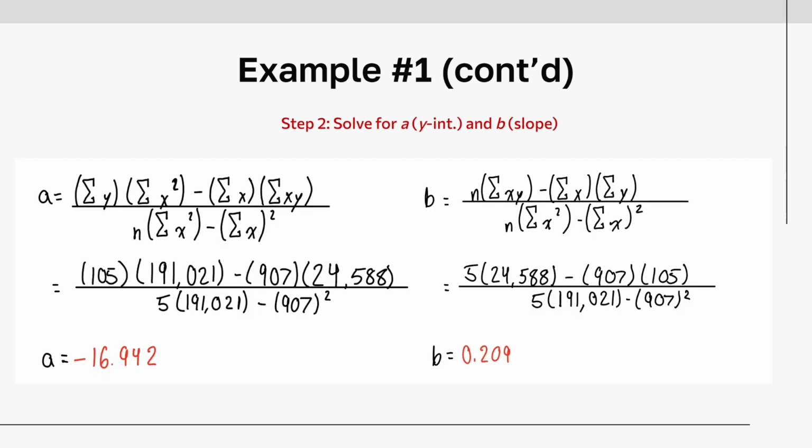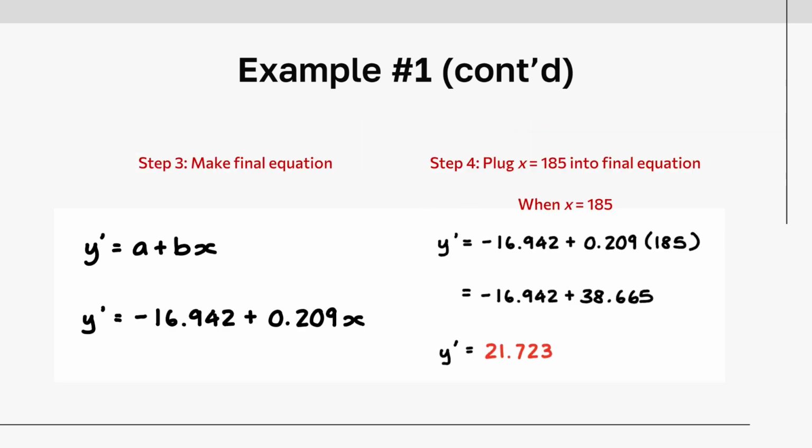Next is solving for the y-intercept and the slope, which are a and b respectively. You plug them into the respective formulas and you get your values. After that, you make a final equation for each and plug in x to solve. In which case our answer for y' is y equals 21.723.